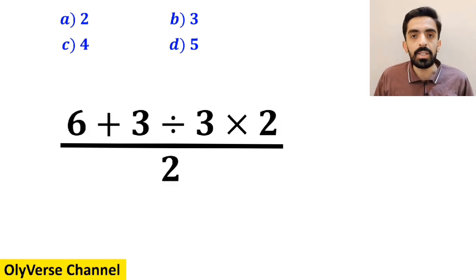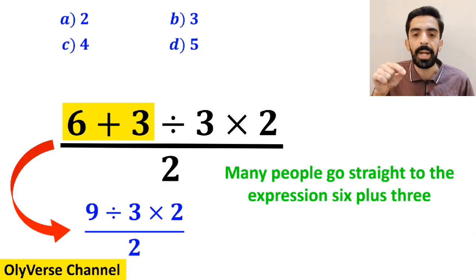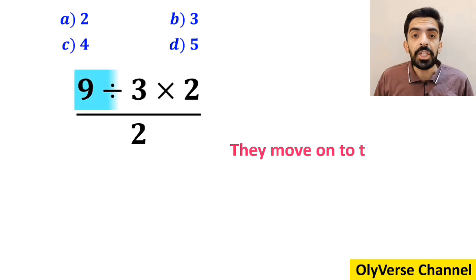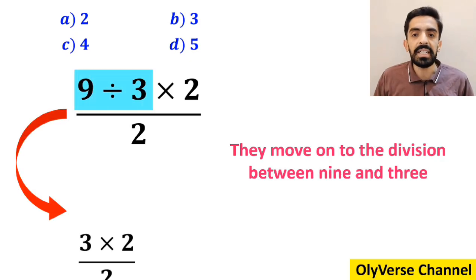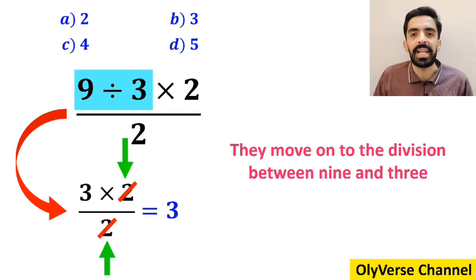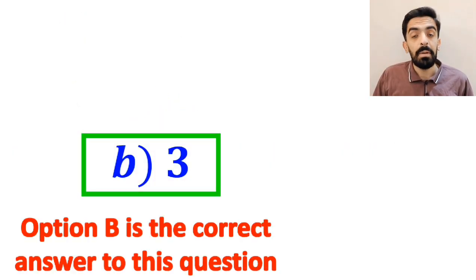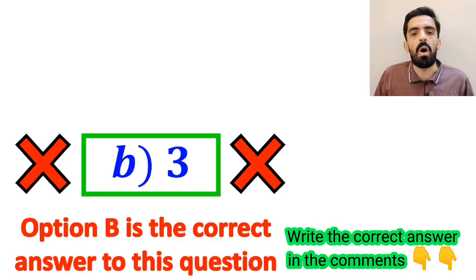In the first step to solve this question, many people go straight to the expression 6 plus 3 in the numerator of this fraction and replace the whole expression with 9 divided by 3 times 2 over 2. In the next step, they move on to the division between 9 and 3 and simplify this expression to 3 times 2 over 2. Then, they say the 2's in the numerator and the denominator of this fraction cancel each other out and the final answer will be 3. Then, without any hesitation, they quickly conclude that option B is the correct answer to this question. But this answer is absolutely wrong.